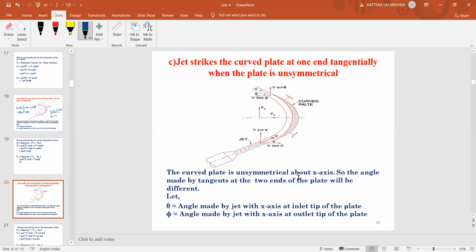The curved plate is unsymmetrical about x-axis. So the angle made by the tangents at the two ends of the plate will be different. So this is a point to be remembered. If it is an unsymmetrical curved plate, the inlet angle and outlet angle will be different. Theta is taken as the inlet angle, phi is taken as the outlet angle, right? Here I have written theta is the inlet tip angle, phi is the outlet tip angle of the plate.